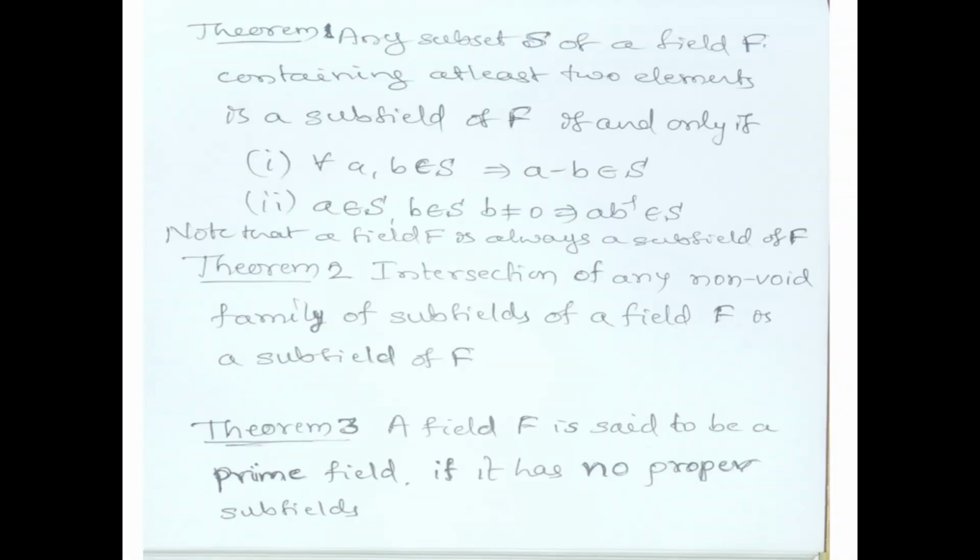But we shall discuss another theorem, where the theorem says a field F is said to be a prime field if it has no proper subfields. The field, if it has no proper subfields, is called a prime field. So we shall discuss the proof of this in the next class.